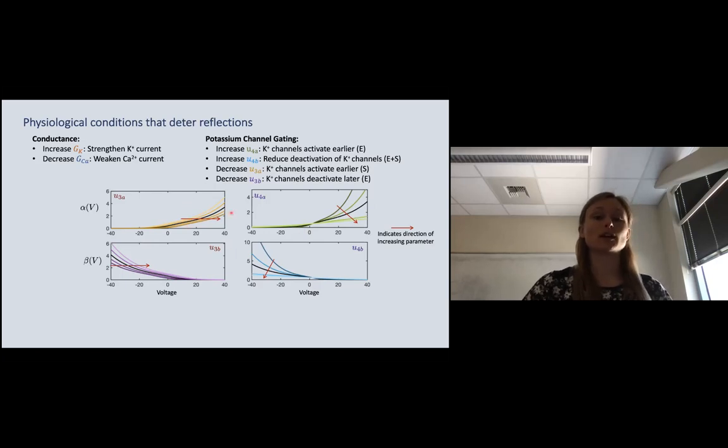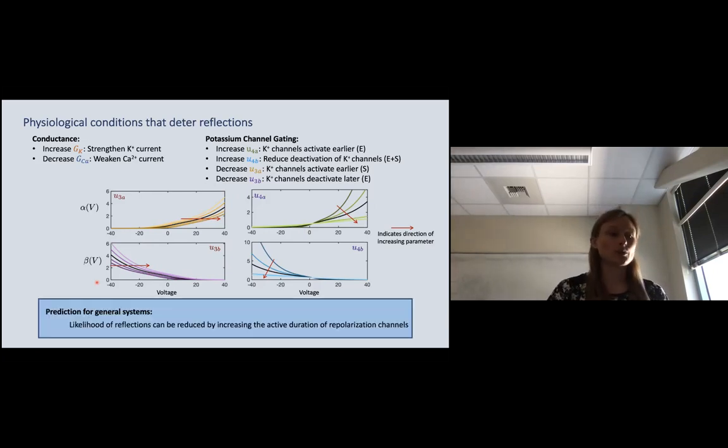And then similarly, if we decrease U3A, we shift these curves against the arrows, and decrease U3B, again, shift against the arrows. So what decreasing both of these does is it acts to activate our potassium channels earlier and deactivate them later. So we are working with this Morris-Lecar model, but we can make some predictions for more general systems and say that the likelihood of reflections could be reduced by increasing the active duration of those repolarization channels, and also possibly by slowing down the rate of those potassium channels as well.